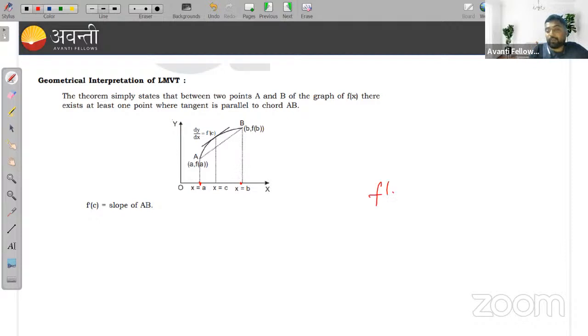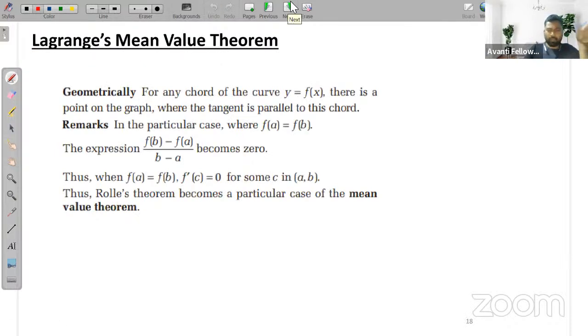f dash of c will be f of b minus f of a upon b minus a, right? This is the statement. Okay, let's try one other. That is done for everyone, right? And we know that Rolle's theorem becomes a particular case of mean value theorem when f dash of c is equal to 0.